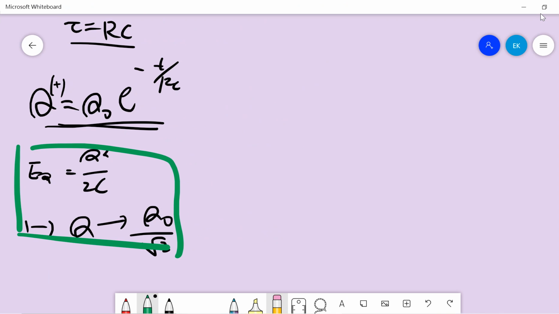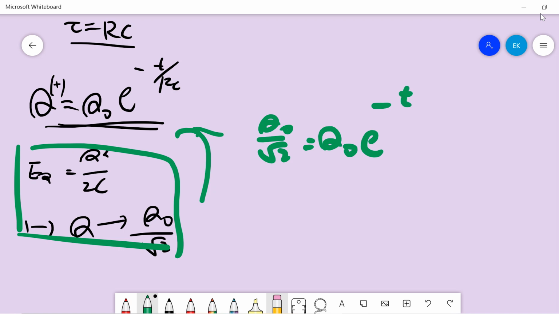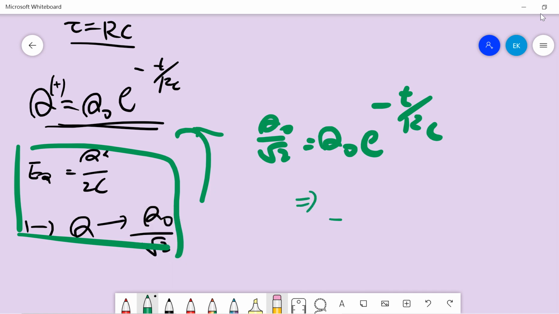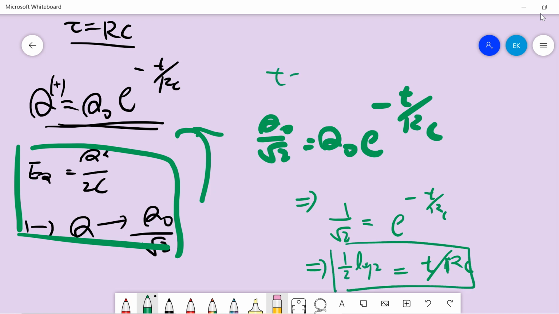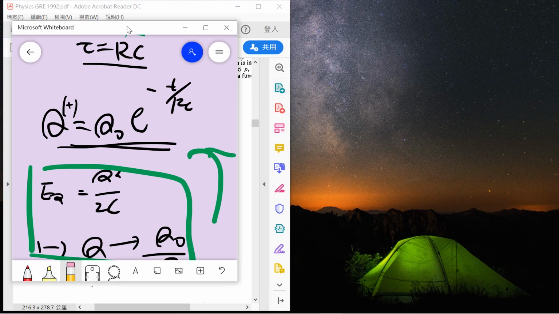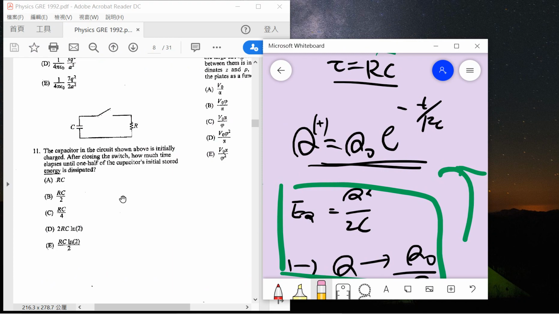Okay, then it's easy. Q0 over square root of 2 equals Q0 times exponential of minus t over RC. You take the log of both sides, and you have RC equals half log 2. So t equals RC over 2 log 2. So the answer is E.